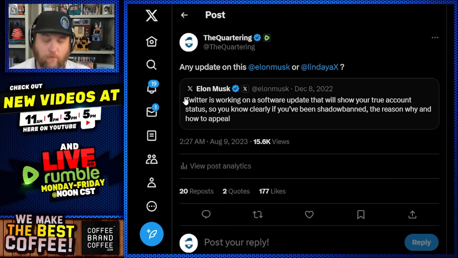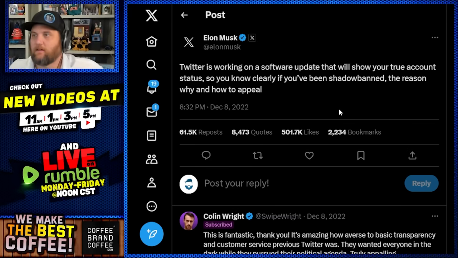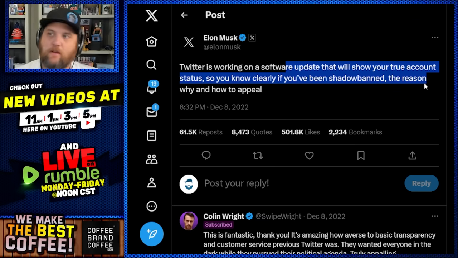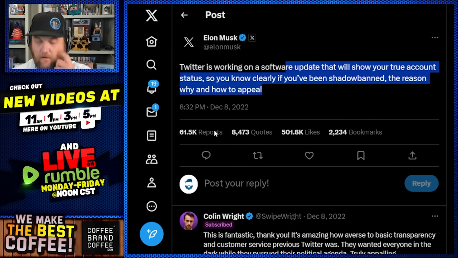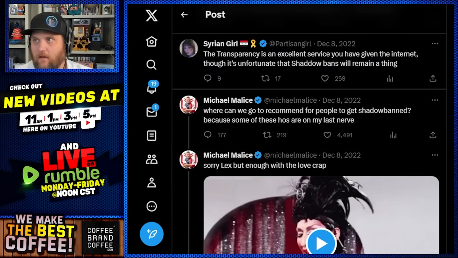This is the exact same kind of stuff that Twitter was deboosting before. Now, back in December, exactly 8 months and a day ago, Elon said, Twitter is working on a software update that will show your true account status so you know clearly if you've been shadow banned and the reason why and how to appeal. That was 8 months ago, and we've seen no reply. We've seen no update on this.